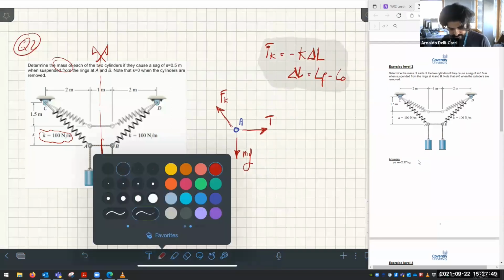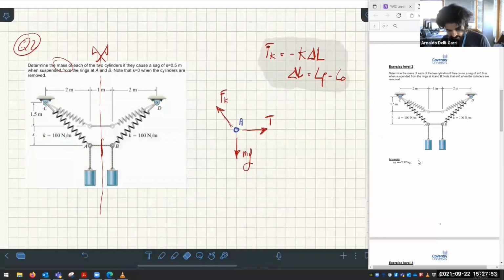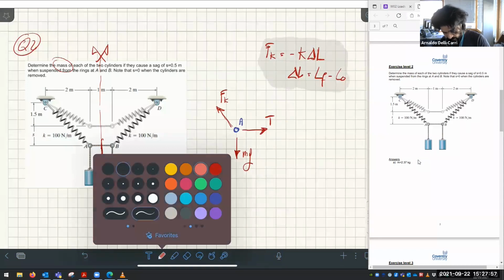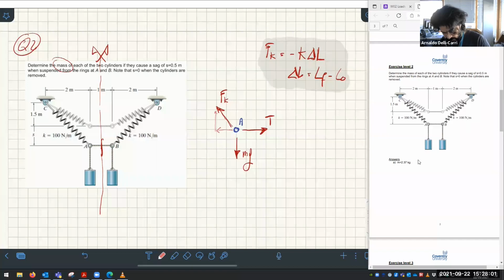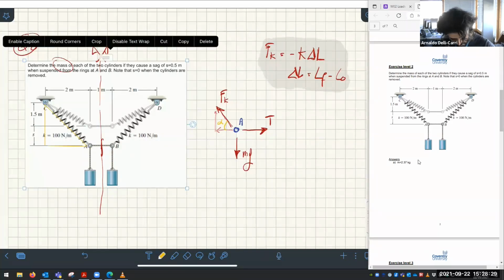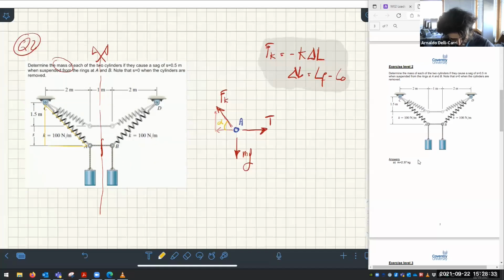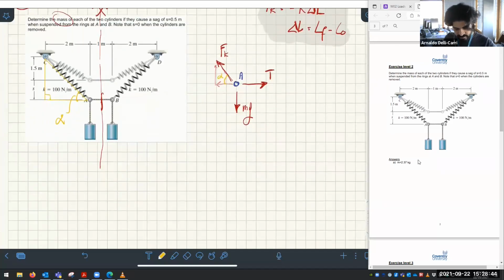We also need to know the angle. Let's find the angle first. Remember, we need the angle because the spring force has a horizontal component and a vertical component, so Fkx and Fky. What's the angle? This angle, alpha. How much is alpha? Well, alpha is in this triangle here, where this is the hypotenuse. This is alpha, and this should be 90 degrees. So how much is alpha? Come on. So trigonometry.